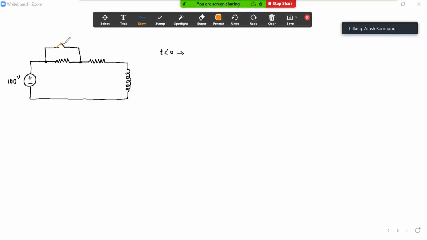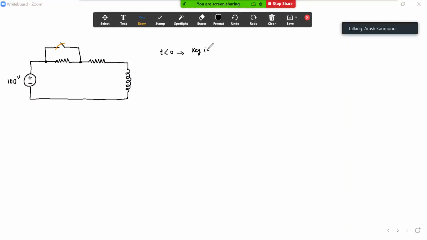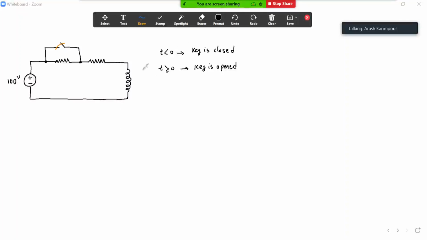And for t less than 0, the key is closed. And then at t equals 0, we open the key. So this is the condition we have, and for such a condition we want to find the transient. So it's 100 volts, this is 100 ohms, this is 100 ohms, and this is 1 henry.